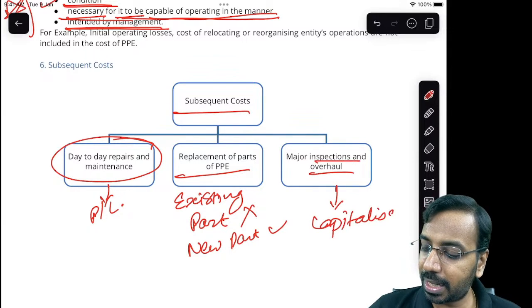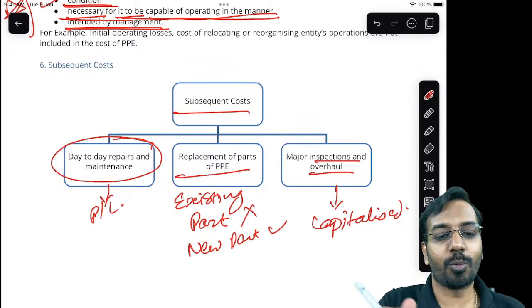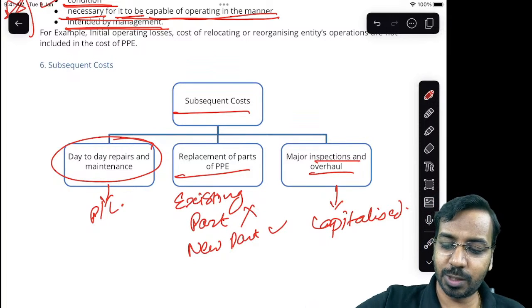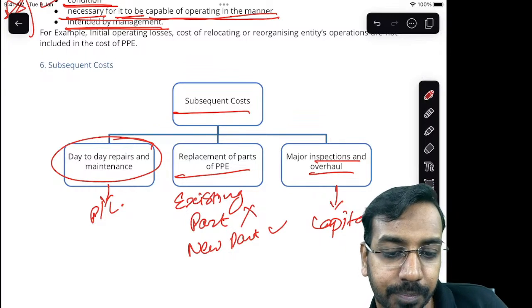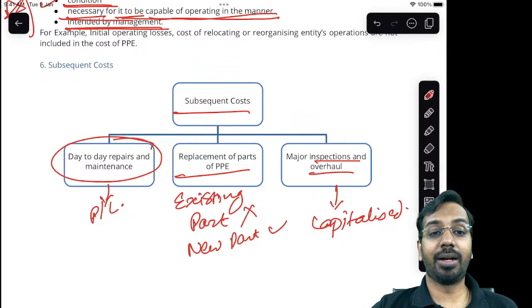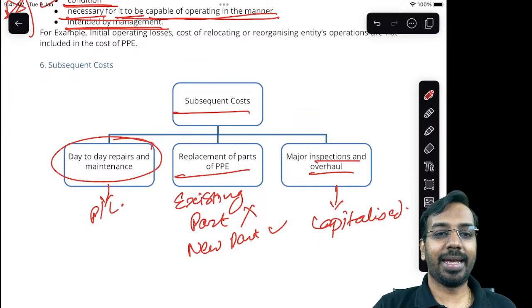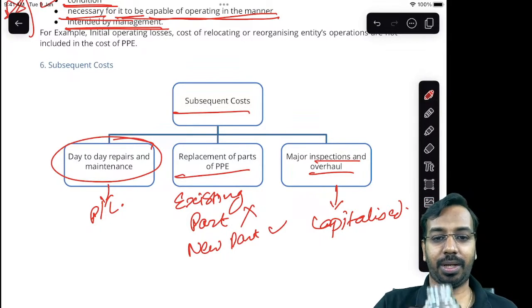So why are they capitalized? They are capitalized because they are expected to give us benefit for more than one accounting period. That is why they are capitalized. Generally, these major inspections and overhauls, in case of aircraft, ships and all of that, they are required also. So you cannot fly an aircraft without having a periodic maintenance and overhaul. So over a period of 2-3 years, they give us benefit. It is capitalized and depreciated over those 2 to 3 periods.